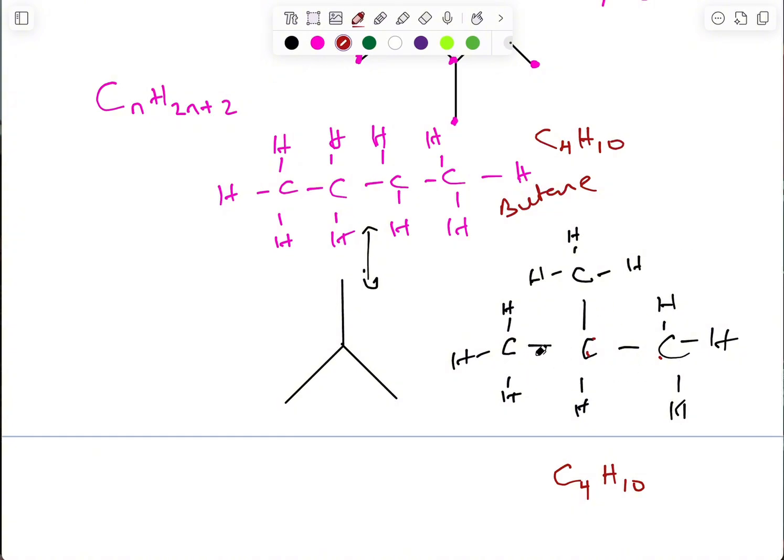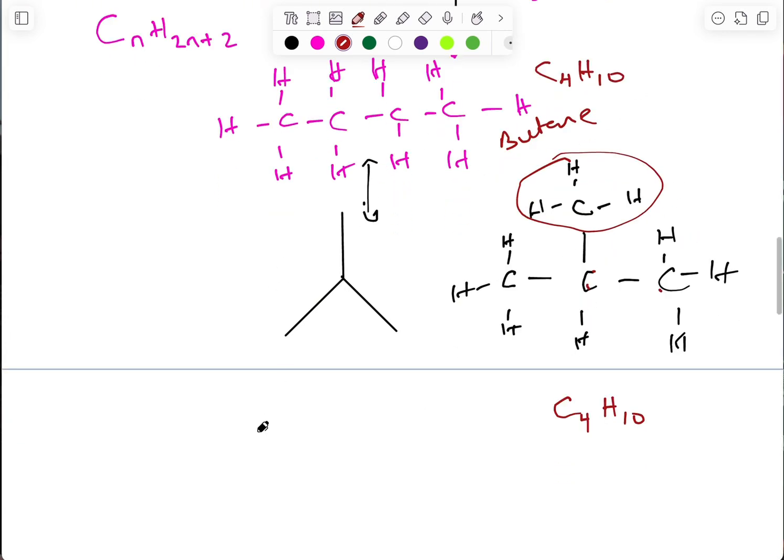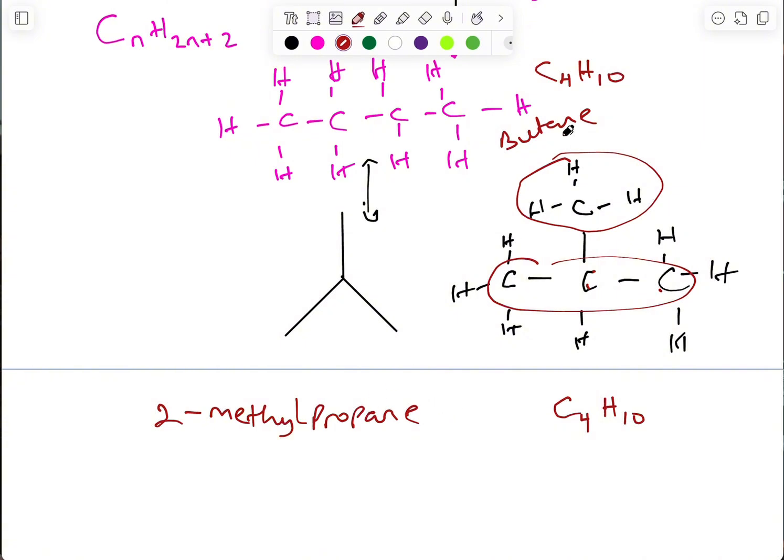So you can pick any one of them. So 1, 2, 3. You can see that there's an attachment on carbon number 2. Because there's an attachment on carbon number 2, we name it as what? That is a methyl group. So that will be 2-methyl. What's the longest carbon to carbon chain? We counted 3. That is prop. So 2-methyl propane.